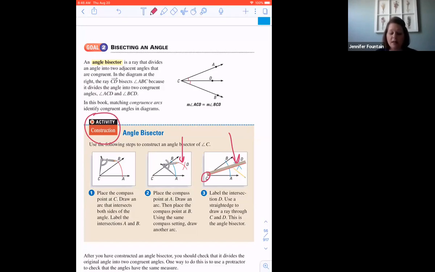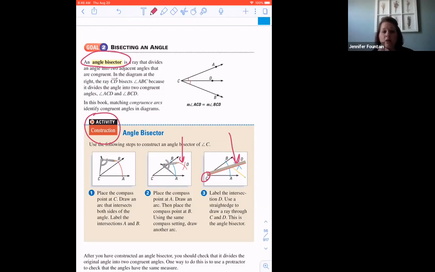And so that's how we end up with an angle bisector. That's what we're talking about right here. An angle bisector is a ray that divides an angle into 2 adjacent angles. Remember, the word adjacent means side by side, that are congruent. Remember, congruent means equal. Okay, they're equal measure. So side by side, equal measure.